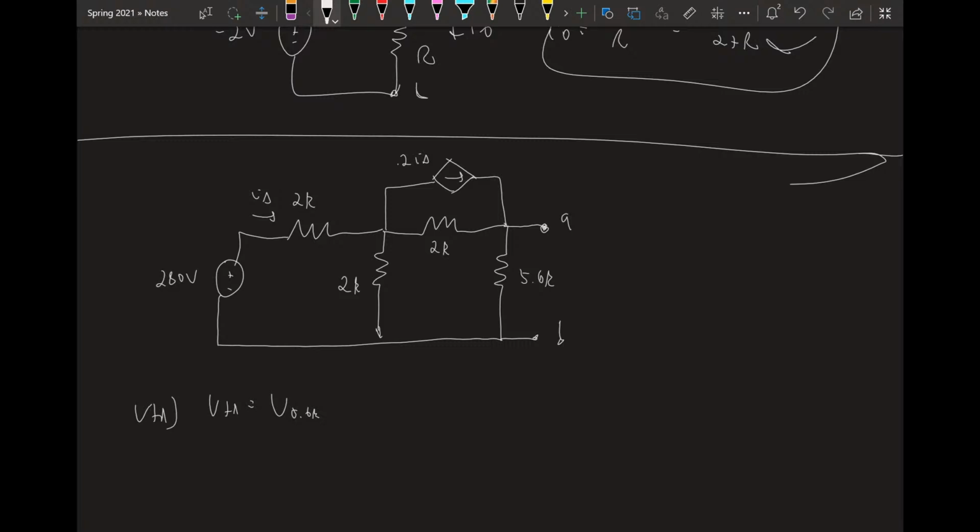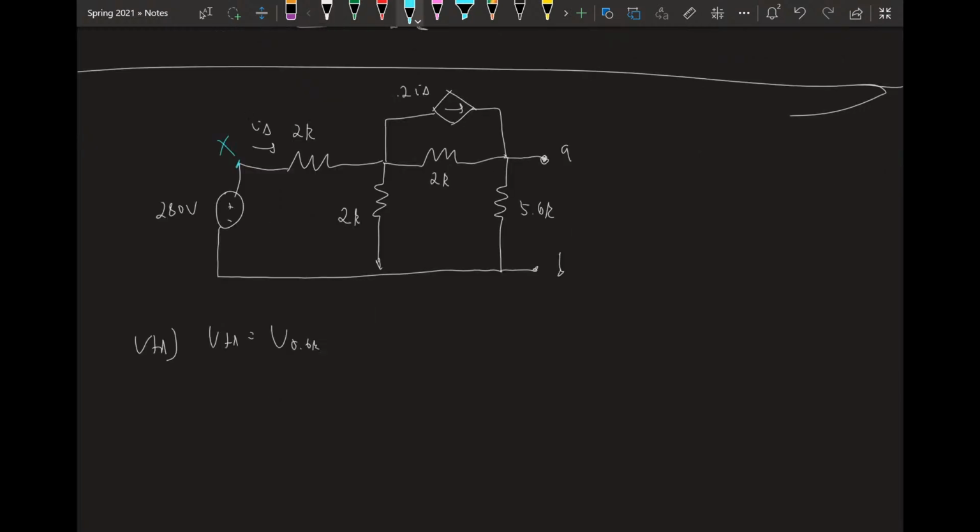Okay, so let's use KCL to write some equations. I'm going to label some nodes. X is going to go here. I think I'm going to call this Y. I'm going to call this I1. I'm going to call this I2. I'm going to call this I3, and this I delta.